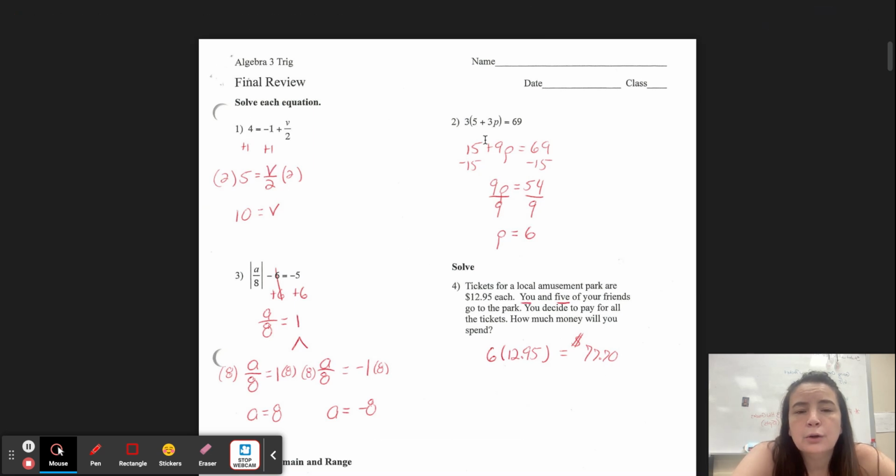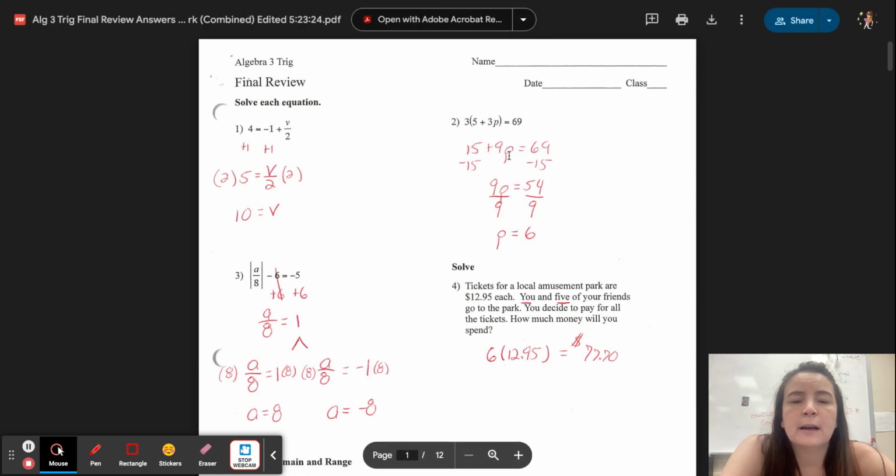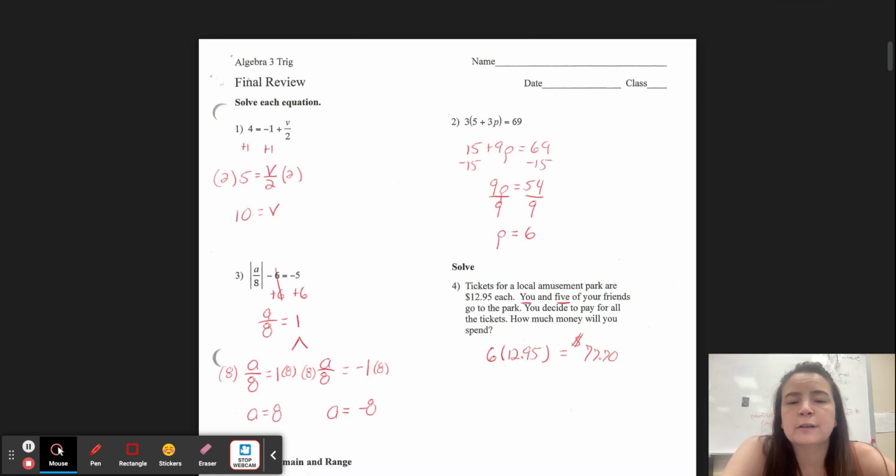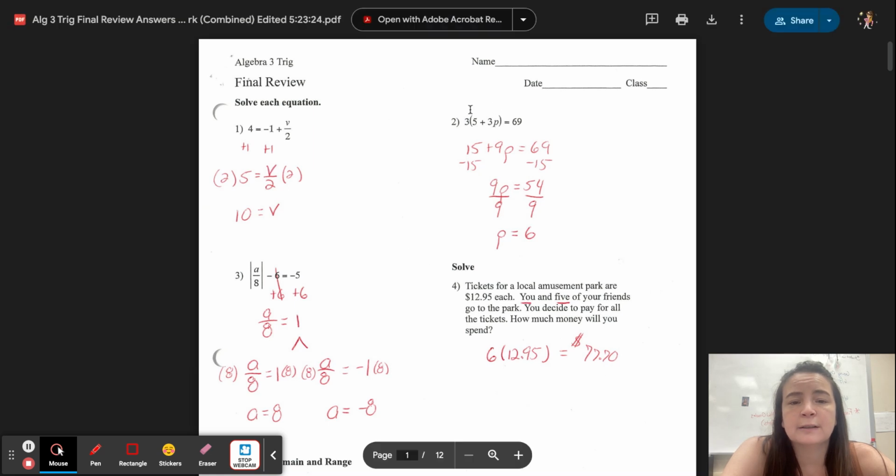For number 2, again, a typical algebra problem. There are 2 different ways to do this. Most of my students would choose to simplify first. So they're going to go ahead and distribute here. So that's where we got the 15 plus 9p. Then we're going to solve just like the previous problem. We're going to subtract 15 from both sides, and then we're going to divide by 9. That's going to leave us with 6. If you want to check, you go ahead and put the 6 in for p. Make sure that this side comes out to be 69 because this one already is.